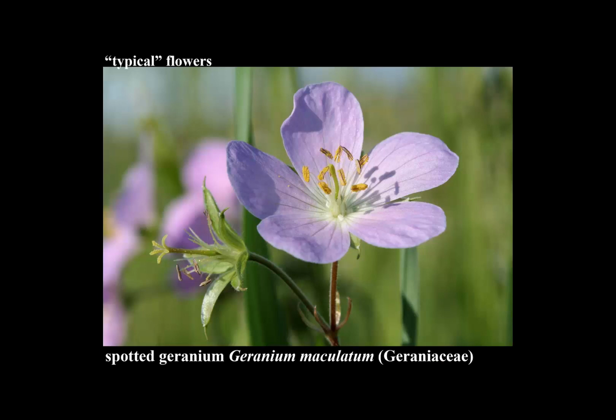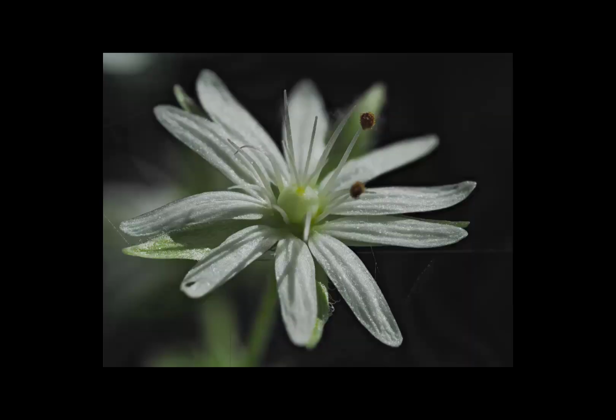Remember we talked about the protandry in the geranium, and look at this. You can see that with these 5 lobes, I bet if you made a cross section of this ovary, you'd see 5 chambers. It's a syncarpous gynoecium composed of 5 carpels.